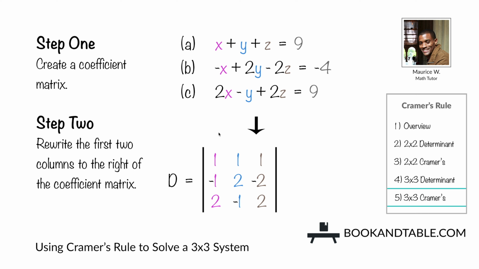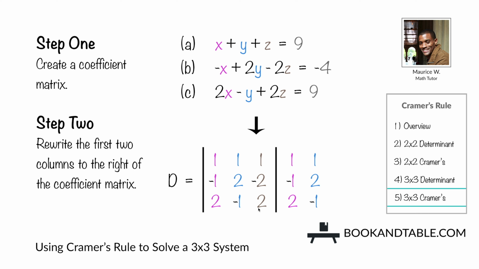The second column, the coefficients of our y terms, are +1, +2, and -1. So that's the second column. In our third column, the coefficients of our z terms are +1, -2, and +2. So that's our third column. And now, step 2, rewrite the first two columns to the right of the coefficient matrix.